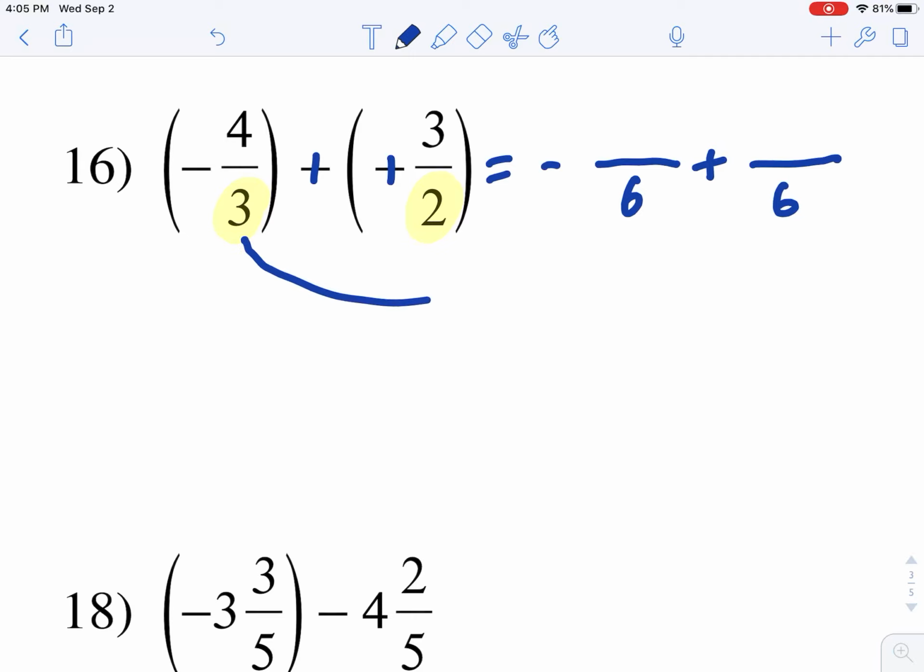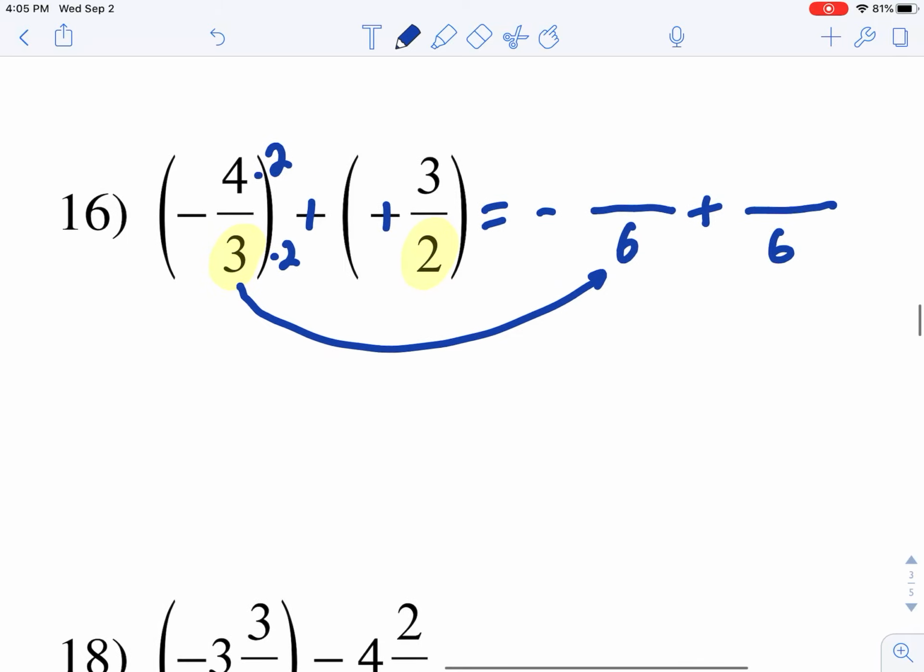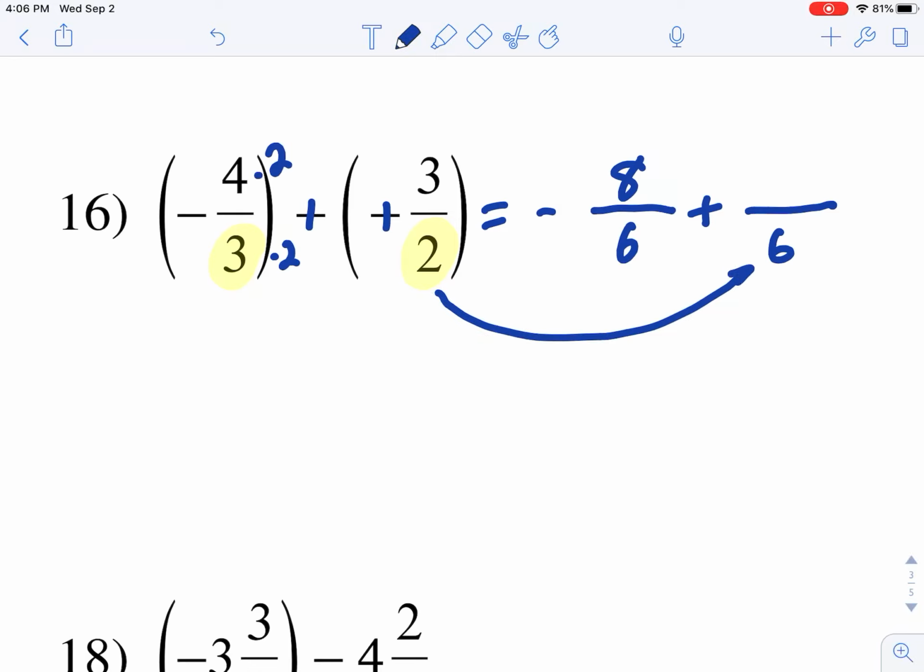How do you change a 3 into a 6? Multiply it by 2. So you got to multiply the top by 2. 4 times 2 is 8. How do you change a 2 into a 6? You multiply by 3. So multiply the top by 3. 3 times 3 is 9.